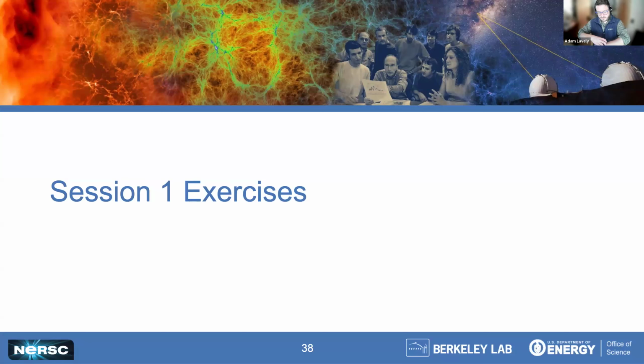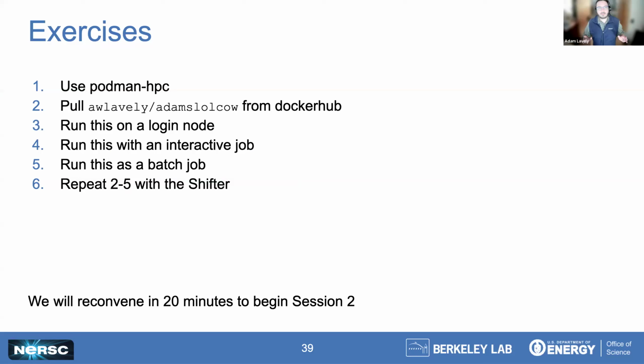Okay, it is coming up on 1 o'clock my time, so we're going to start with some exercises. In the examples I gave, I used Shifter to do everything with the locale: pull it, run it on a login node, run it interactively, and then run it as a batch job. Now I'd like you to try to do that same thing using Podman HPC. If you have time, all the steps are already shown for Shifter, so try to go through those as well. We're going to come back here at 1:20 my time, which is 10:20 California time.